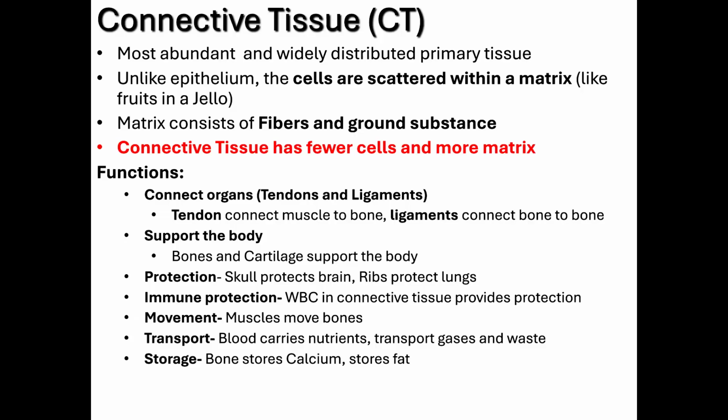Okay. Again, immune protection. The white blood cells in the blood. Blood is a connective tissue. Why is blood a connective tissue? Because it fits with the definition. There are blood cells in a matrix, which is the blood plasma. Muscles, connective tissue. Muscles move the body. We said blood is a connective tissue.